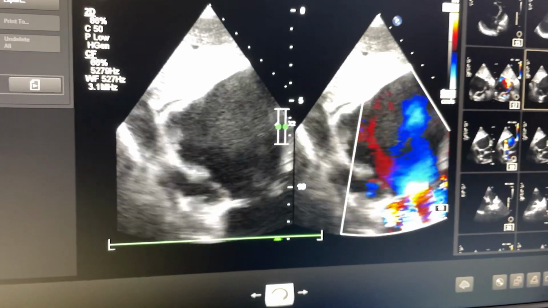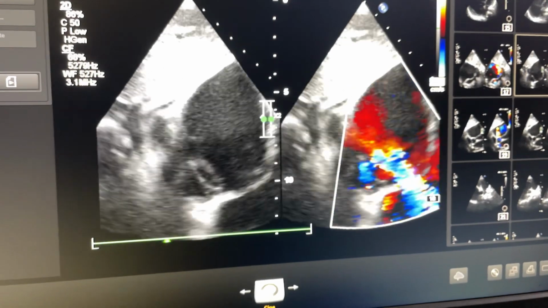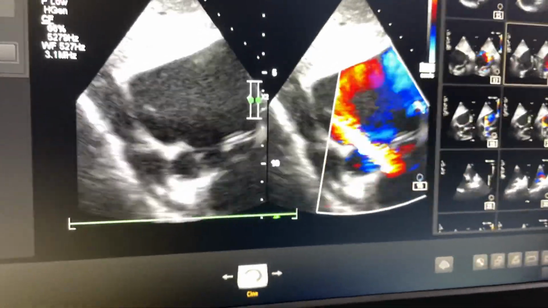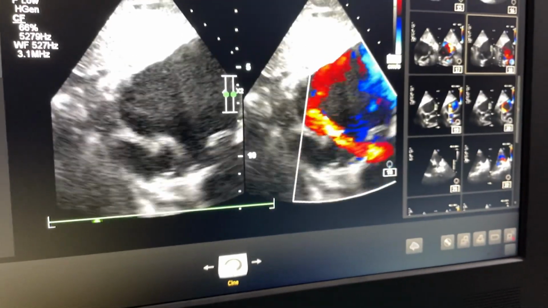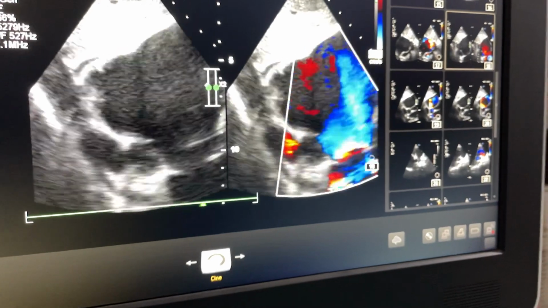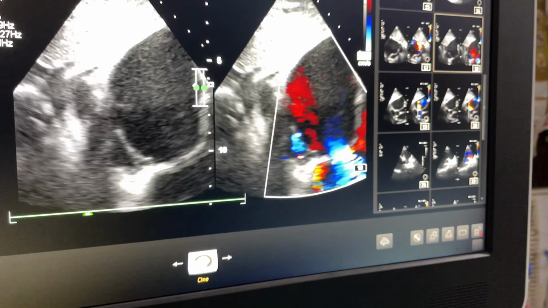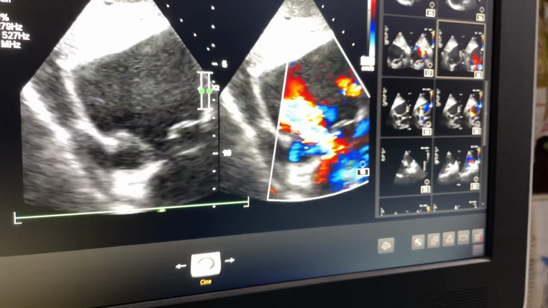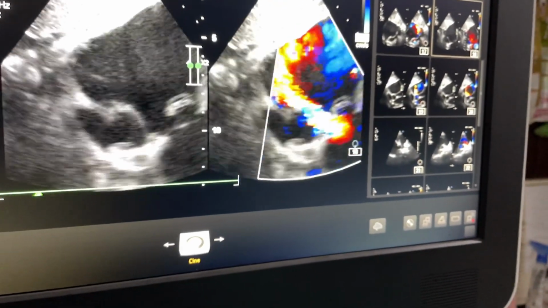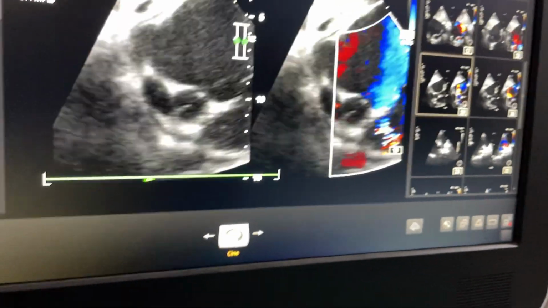This is the flow through tricuspid valve. This is tricuspid valve. So sometimes you will get confused with pulmonary valve, but that is tricuspid valve. You can see the jet is very low in position compared to normal tricuspid valve. This is TR jet. Again the same TR jet.